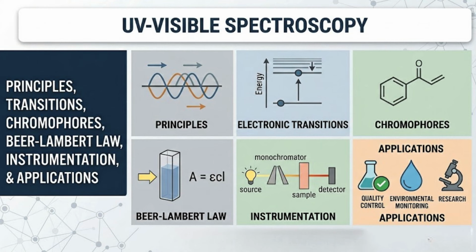UV-Visible spectroscopy. Principles: electronic transitions, chromophores, Beer-Lambert law, instrumentation, and applications.